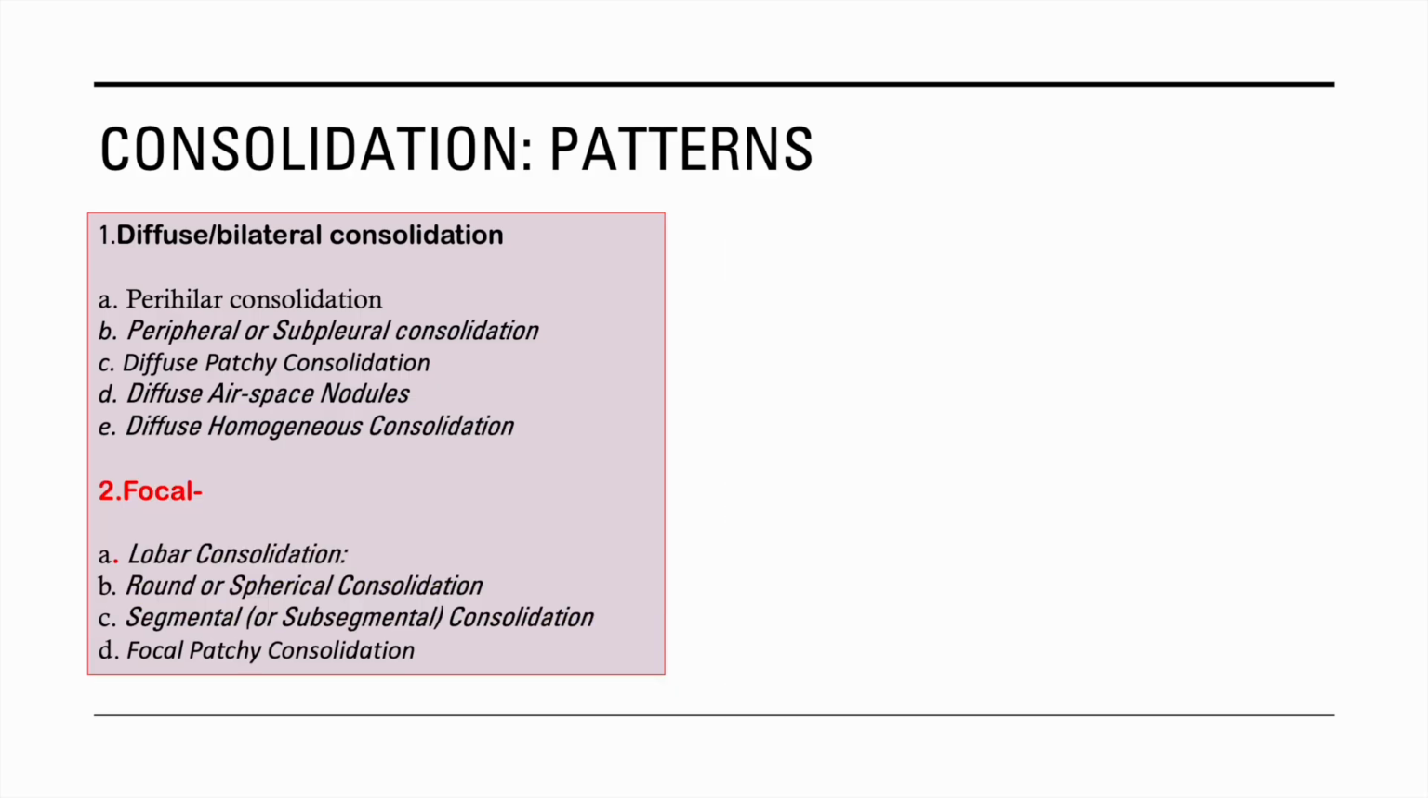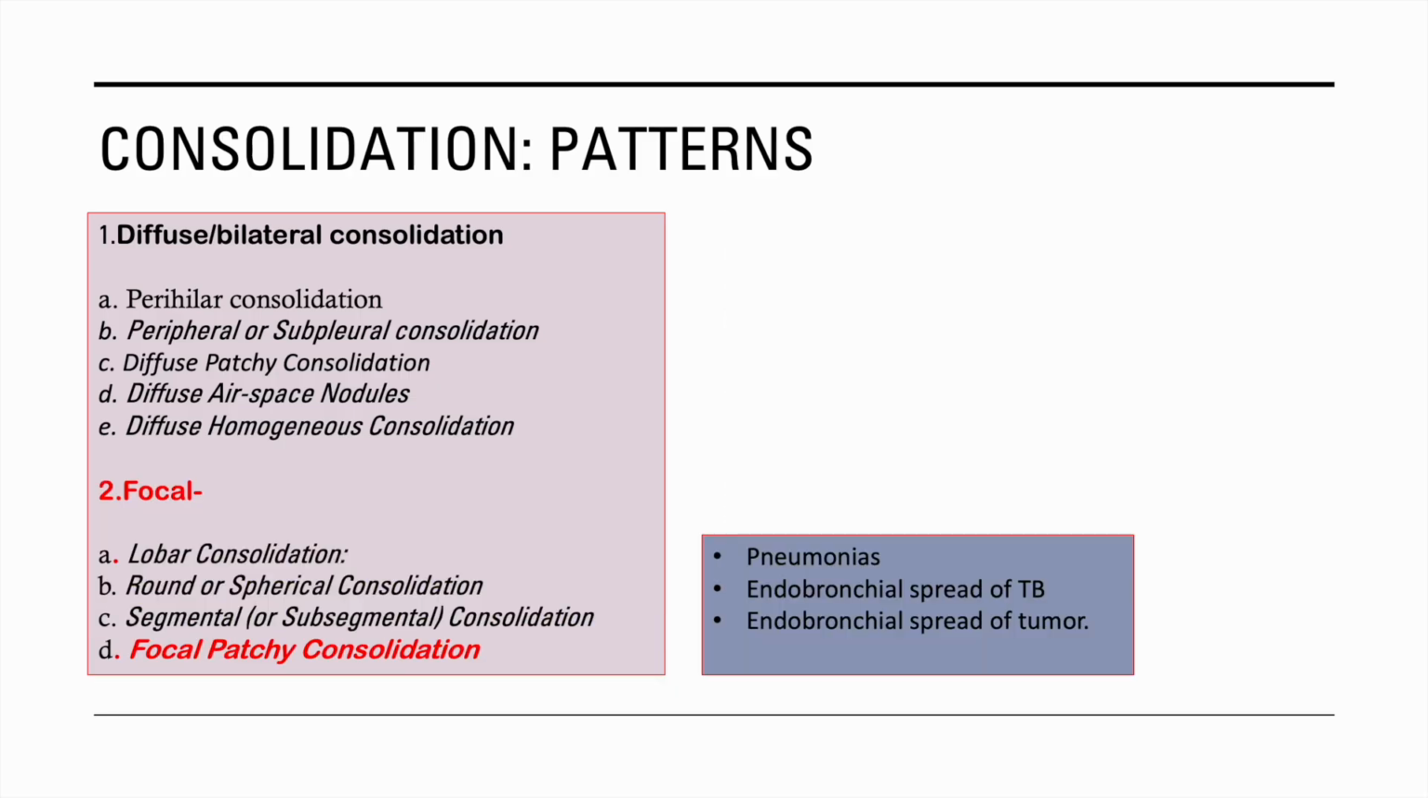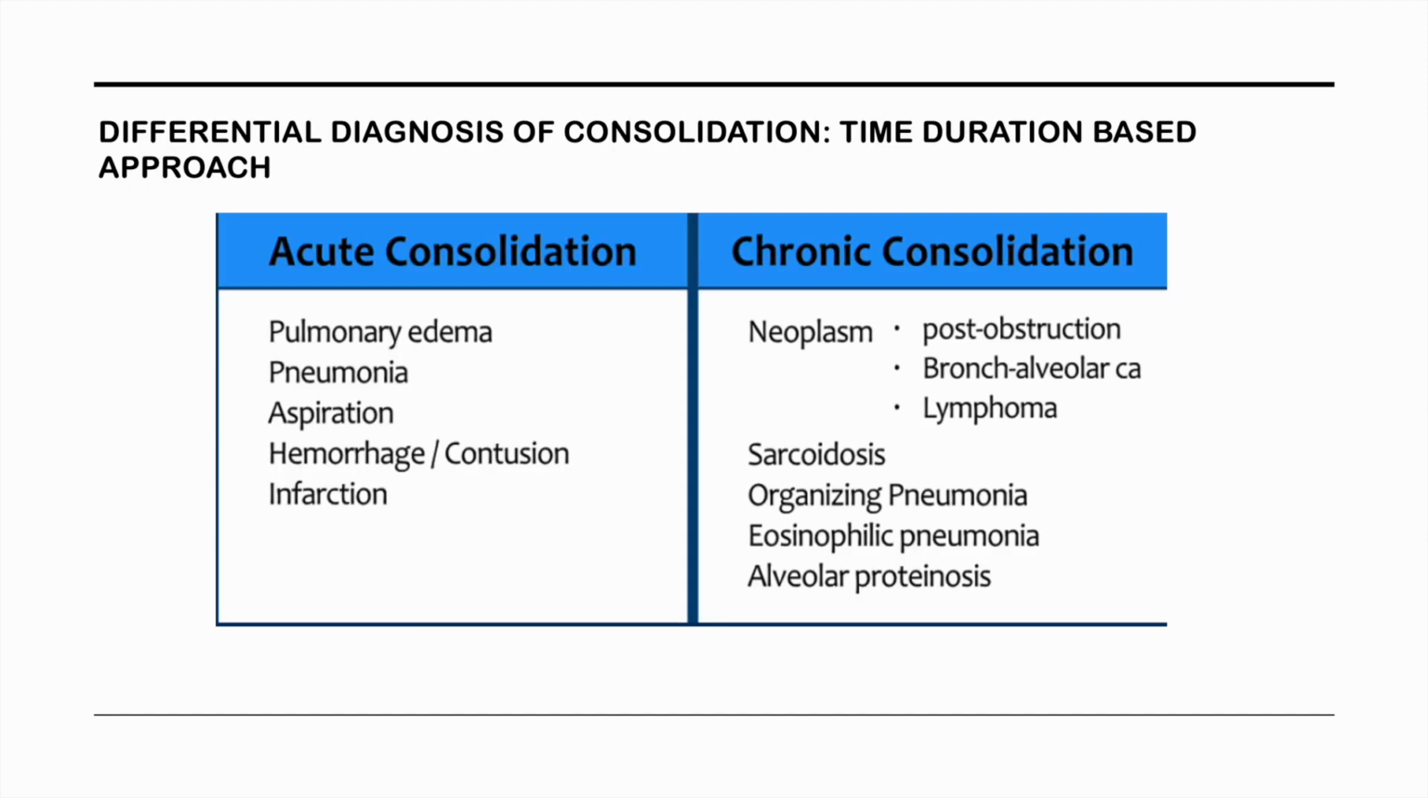Time course of consolidation. The differential diagnosis can be further narrowed by the time course of symptoms. Acute consolidation develops within hours. Examples include pulmonary edema, hemorrhage, or acute pneumonia. Chronic consolidation develops slowly over weeks with little change. Examples include chronic infections, organizing pneumonia, or malignancy.